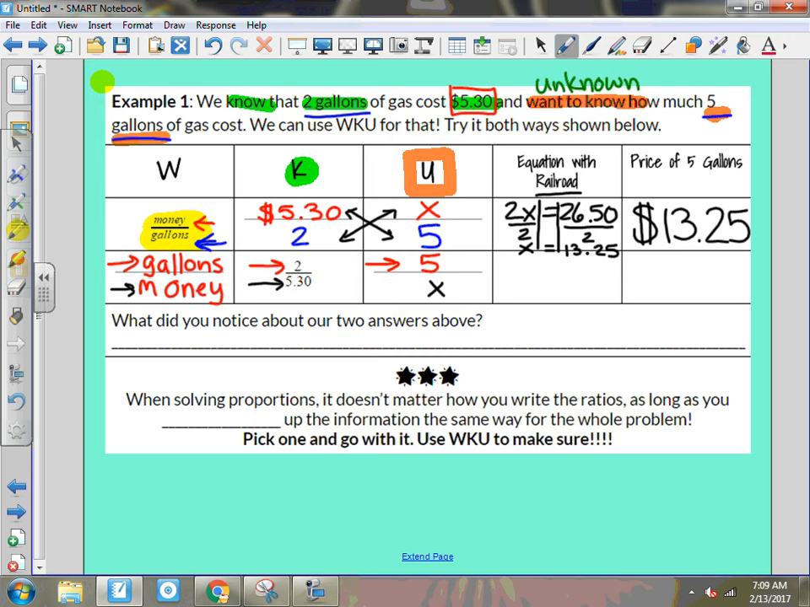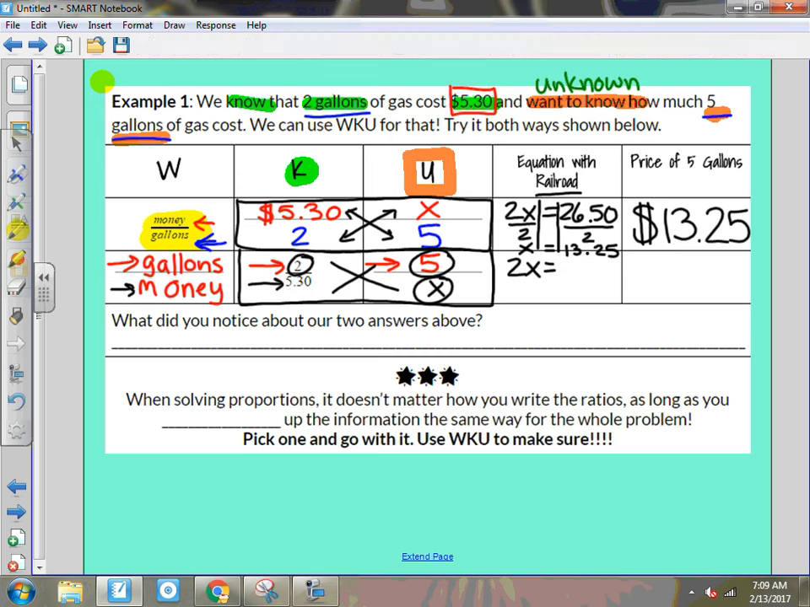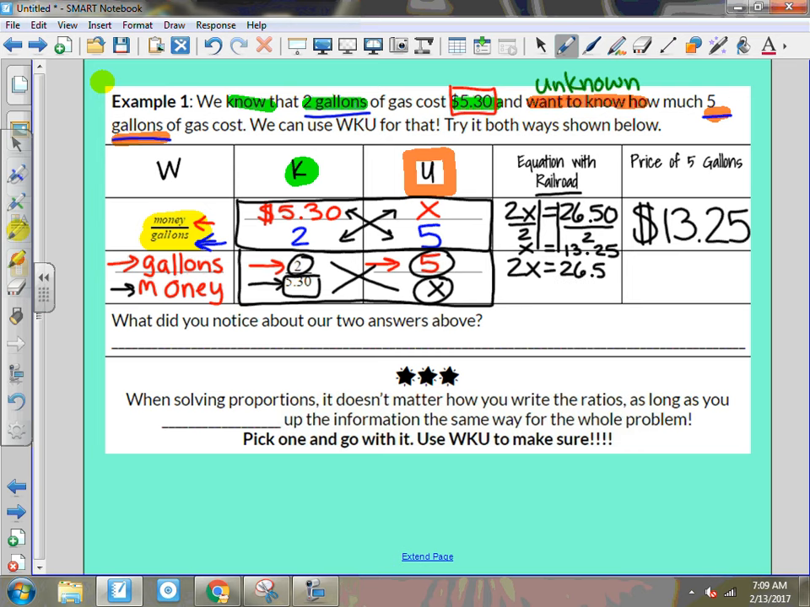So you can see that both of my fractions here, my fractions on the top, are almost completely flipped to the fractions on the bottom. So I'm solving it 2 different ways and seeing how it's going to work out. I'm still going to cross multiply though. So I've got a 2 and an x makes 2x. And that 5 and the $5.30 is going to make $26.50 again.